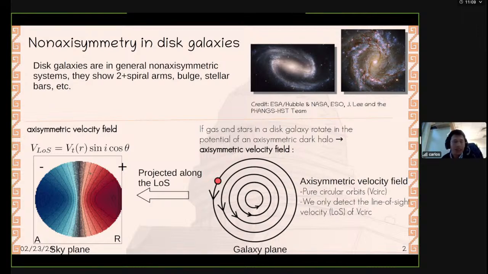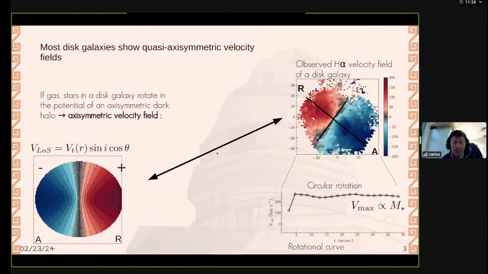So this model can be described by this simple equation in which V_t represents the tangential velocity, or the so-called circular velocity, i is the inclination angle, and theta is an angle that depends on the kinematic center, position angle, and inclination as well. If we compare the axisymmetric velocity field for an ideal galaxy without any non-axisymmetric perturbation with a typical velocity field of a disk galaxy, we observe that they are pretty similar. So in general, we observe that in galaxies most of the rotation is dominated by an axisymmetric component.